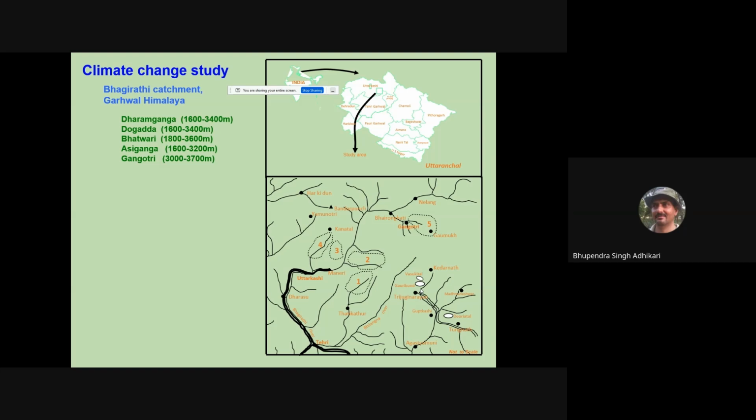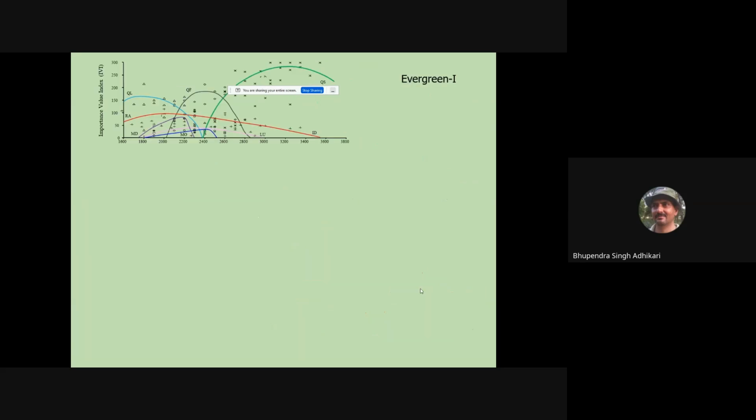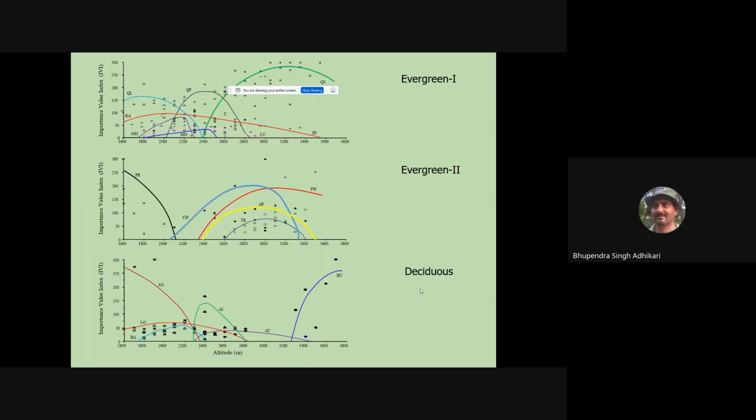So this is the example from our Uttarakhand, basically the Garhwal region. And on the right side, you can see that this was a study conducted in the Kumaon Himalayan region. So next. Here you can see the pattern of evergreen species. Evergreen one means basically the species which have one year or about a year of leaf longevity, like mostly the fibrous species.